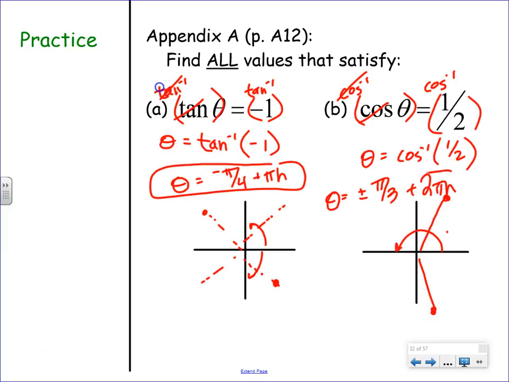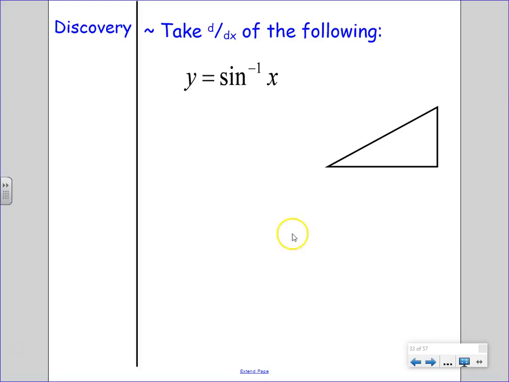Now, I haven't seen the AP ever ask for the ends, so don't worry about the ends. This is a pre-cal review thing. But remember, inverse trig only finds this one, the principal one. The ones that I found first, negative pi over 4 and pi over 3. And then with our logic, we try to expand that. That's what we did in pre-cal. Okay, that was all pre-cal review. Very important. So let's get back to calculus, okay?